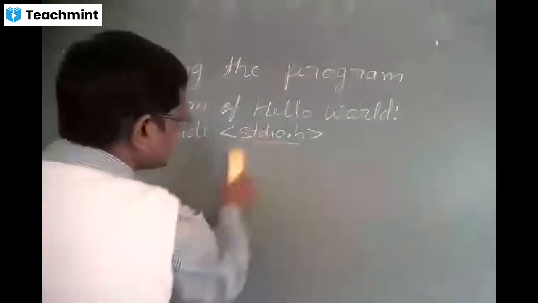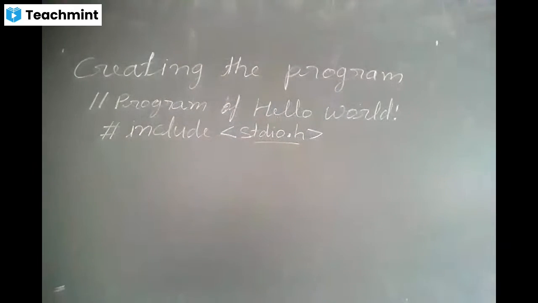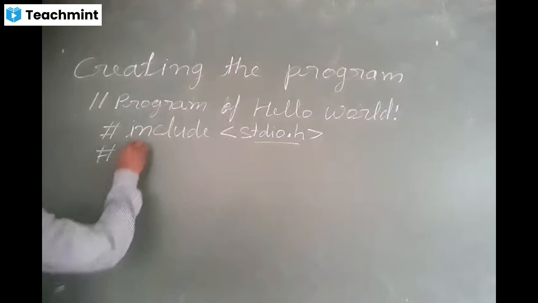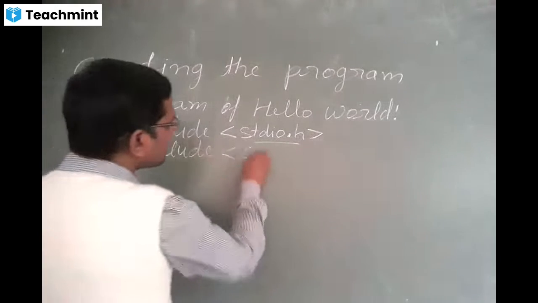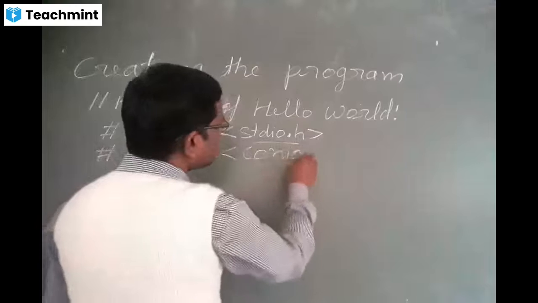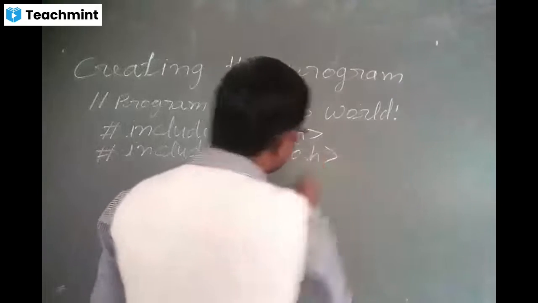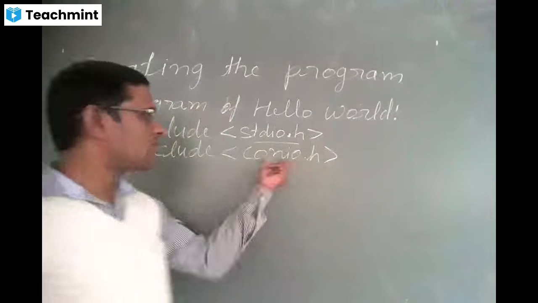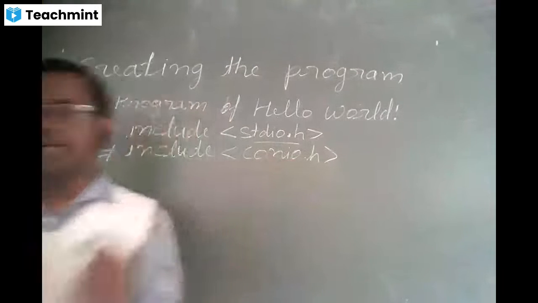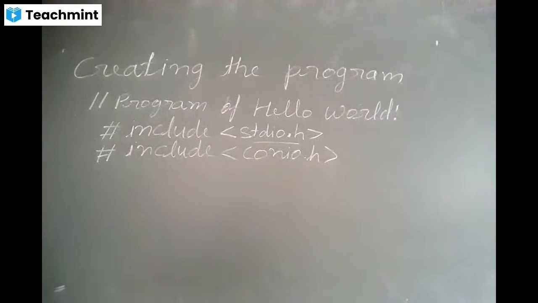Coming to the next one, this is another header file that we write here: include conio.h. Again, dot h represents the header file, and conio means console input output. What is the console?